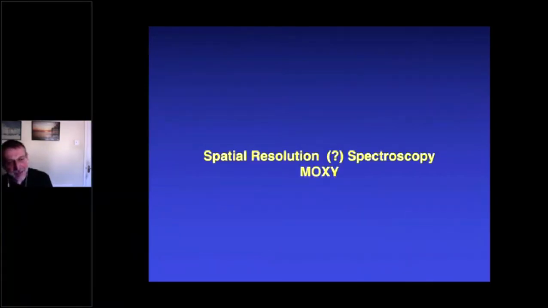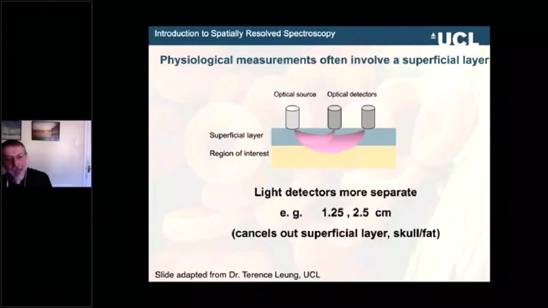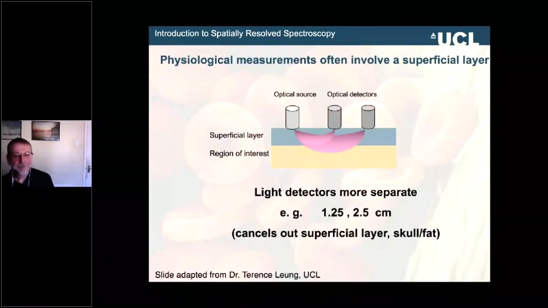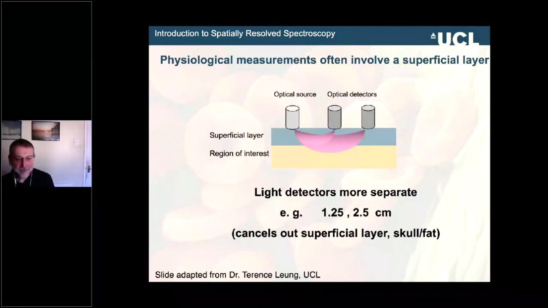Now that's not true for the next technique, which the MOXIE falls into, and that's what I called spatial resolution spectroscopy. And that takes advantage of the fact that in the places we want to measure, like in the head or in the muscle or in the arm or the leg, there's always a superficial layer, and there's nearly always a region of interest that's deeper. So in the brain, we'd be looking at the superficial layer being the skull, and in the muscle, the superficial layer would be the skin and the fat layer particularly.